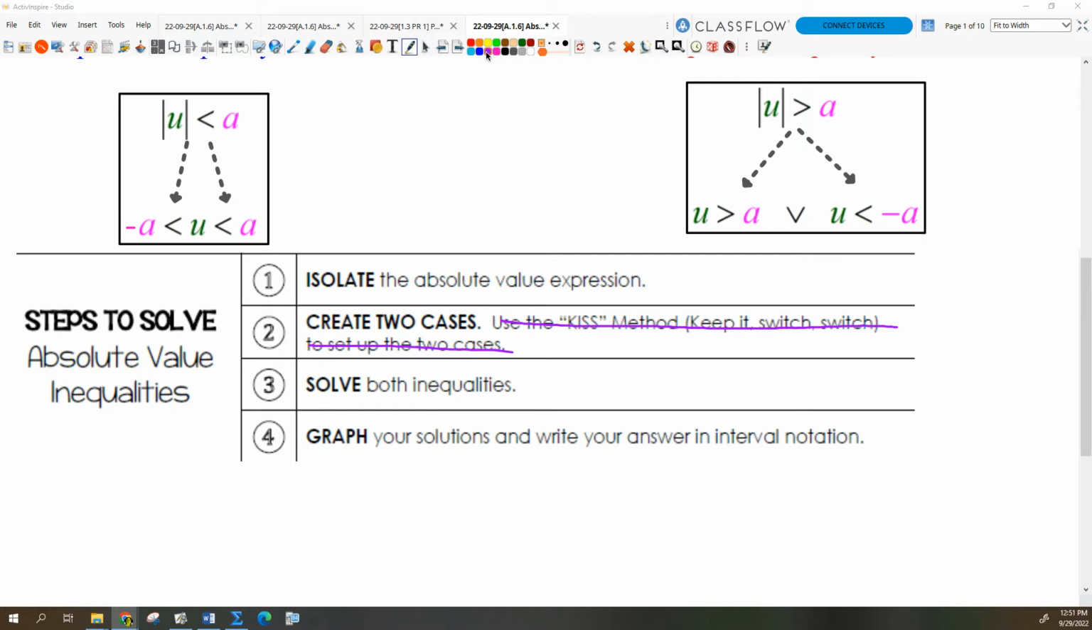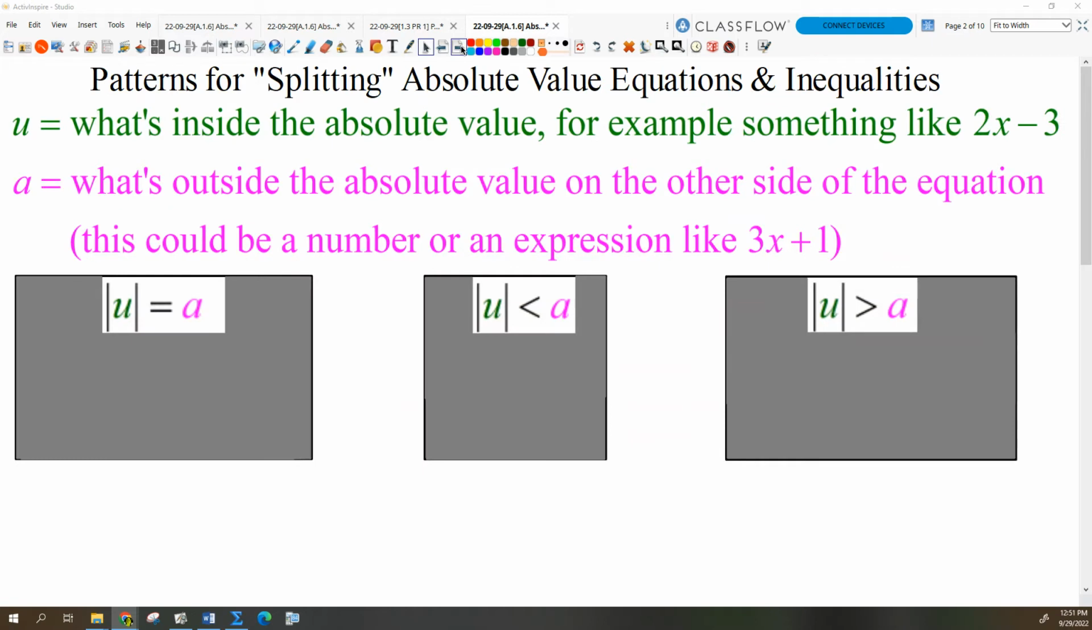We're going to solve the compound inequality. And then usually we're going to graph our solutions and write the answer in interval notation. Okay? To make this process a little bit easier, I'm going to force you guys to memorize these patterns.